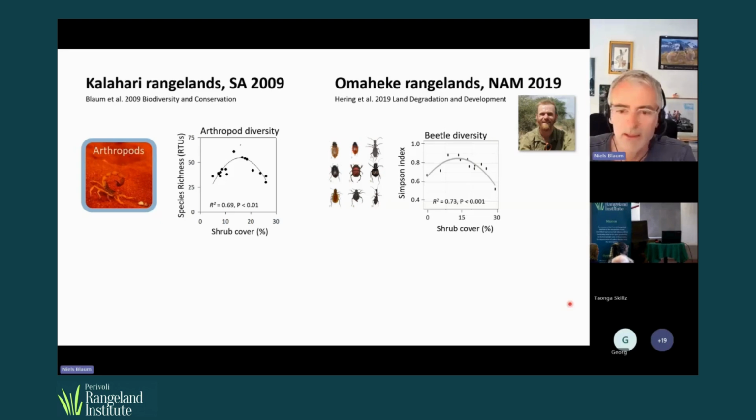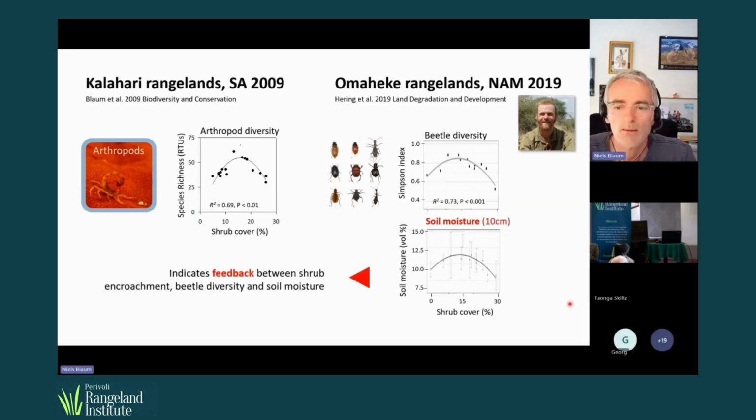But he's a smart guy. He said, okay, I'm interested in these feedbacks between biology and geology. And he measured soil moisture. And we, and all the team, were quite surprised that we found actually the same pattern for soil moisture as we found for beetle diversity. Then we thought, okay, this may indicate a feedback between shrub encroachment, beetle diversity, and soil moisture. And we're wondering, why is this the case?